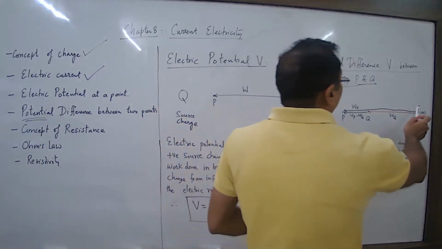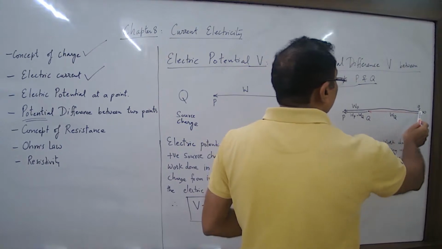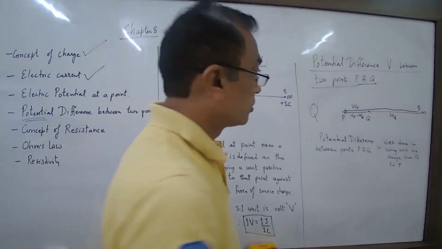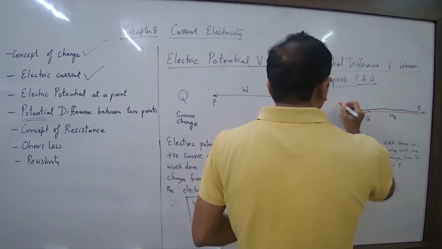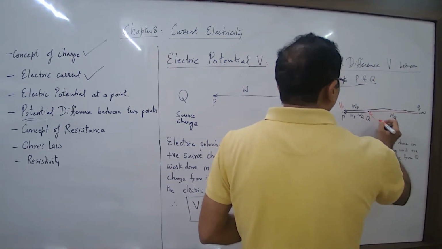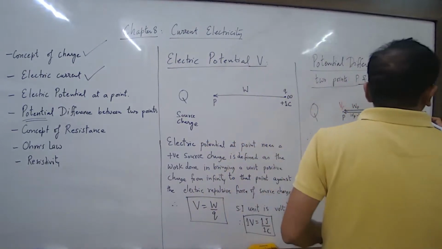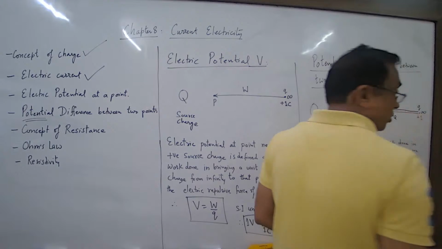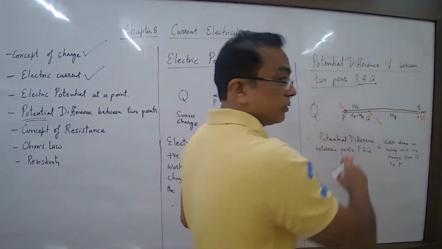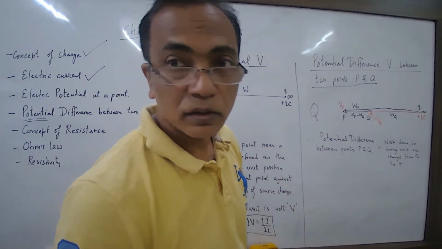Now work done in bringing Q was WP here, and work done in bringing Q over here was WQ. Okay? So what is potential at P? Potential at P was VP, and potential at Q was VQ. When we are bringing unit positive charge, the same work done we are calling as VQ here, and we are calling that as VP here, right?